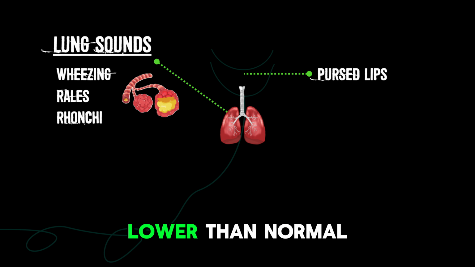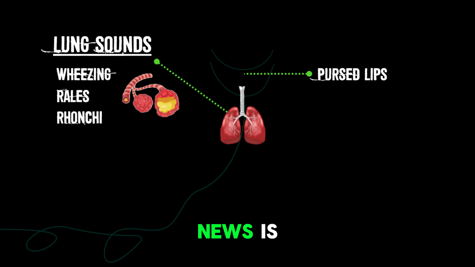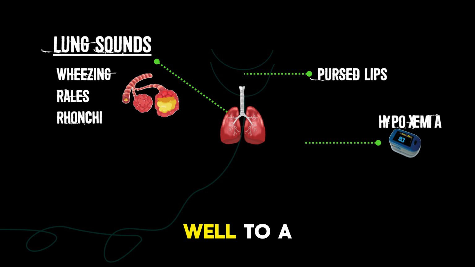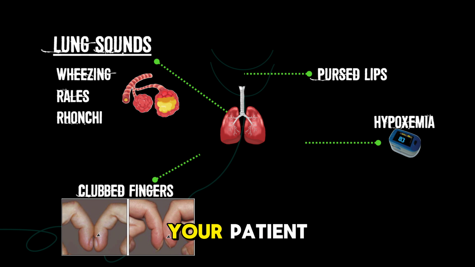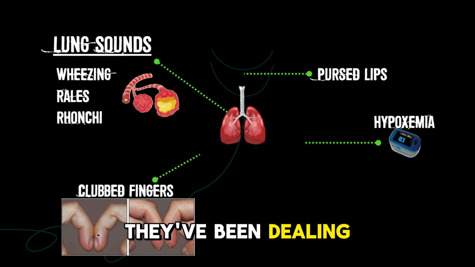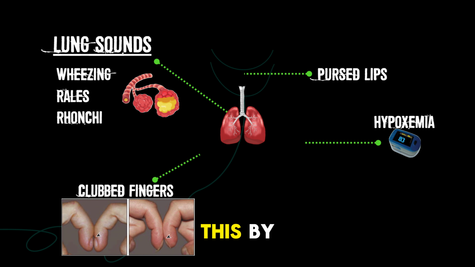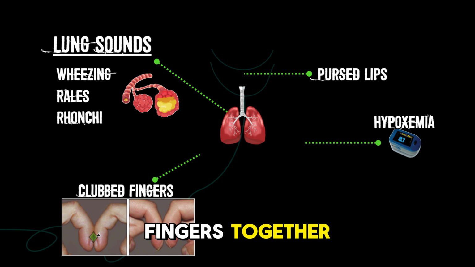We're going to have lower than normal oxygen levels, but the good news is they respond really well to a little bit of oxygen. And then we have the clubbed fingers. These clubbed fingers take a long time to develop. So if you notice it in your patient, it's a good indication they've been dealing with this for a while. And you check this by putting the patient's fingers together. In a normal adult, you should be able to see a diamond shape right above the nail beds. But if they have clubbed fingers, you won't.